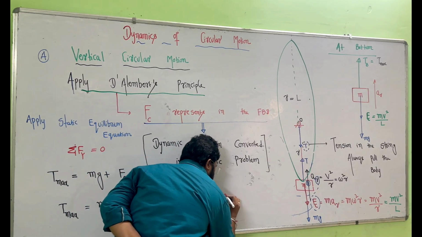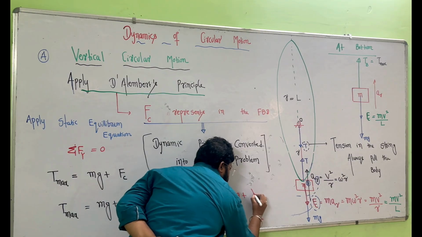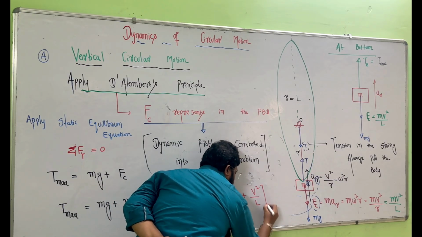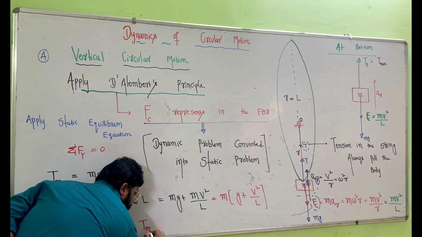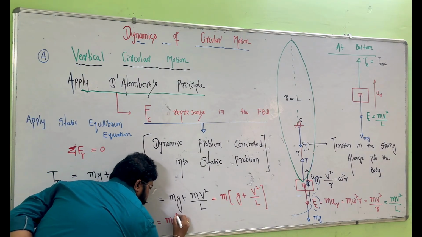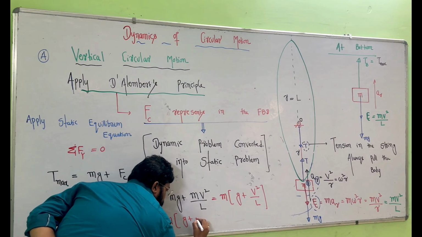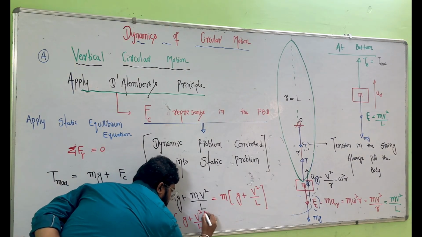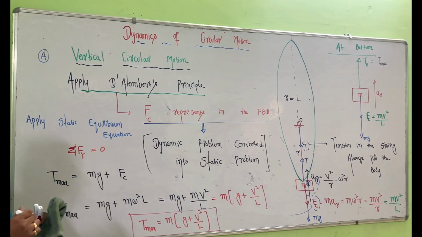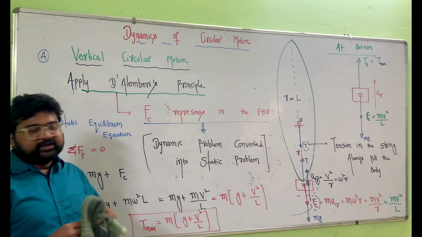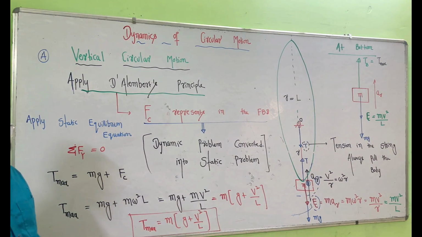You can write m into g plus v square by L. T maximum, you can confidently write as m into (g plus v square by L). This is the maximum tension in the string, obtained at the bottom point in the vertical circular motion. This part is done: maximum tension.